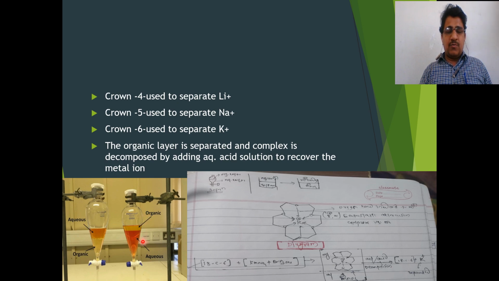Whenever there is a mixture of cations present in the solution in a beaker, say there are sodium, lithium and K+ ions. If we use here an 18 crown 6, it will separate only the K+ ion.